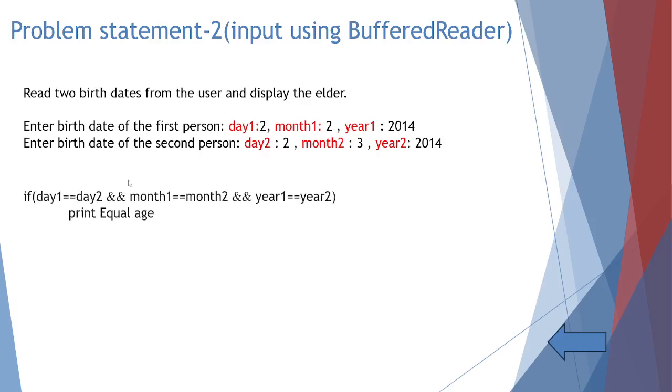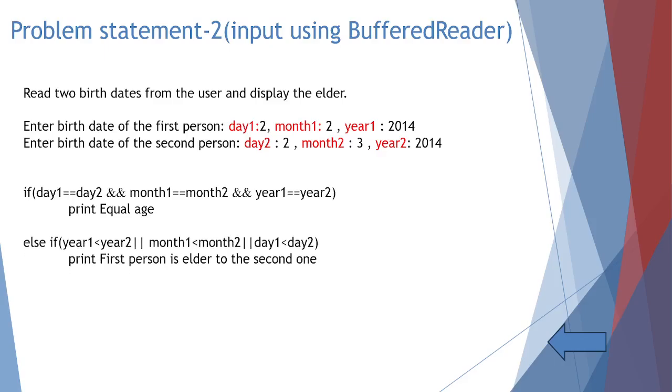Now, very simple program. First we compare day 1 double equals to day 2 and also month 1 double equals to month 2 and also year 1 double equals to year 2. And all of them must be true. In that case, equal age.